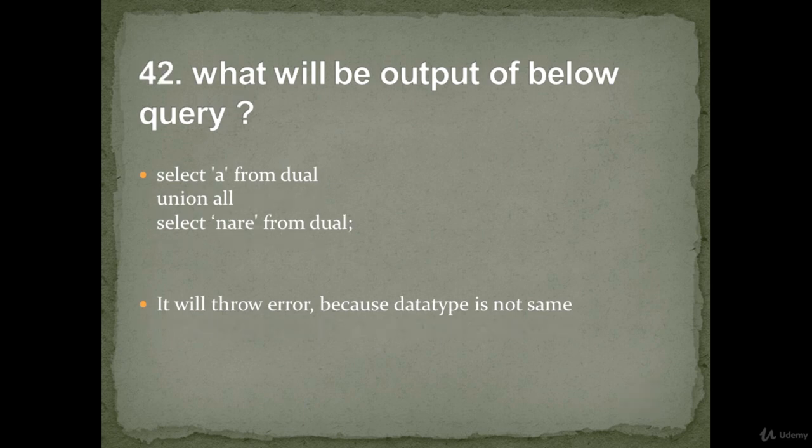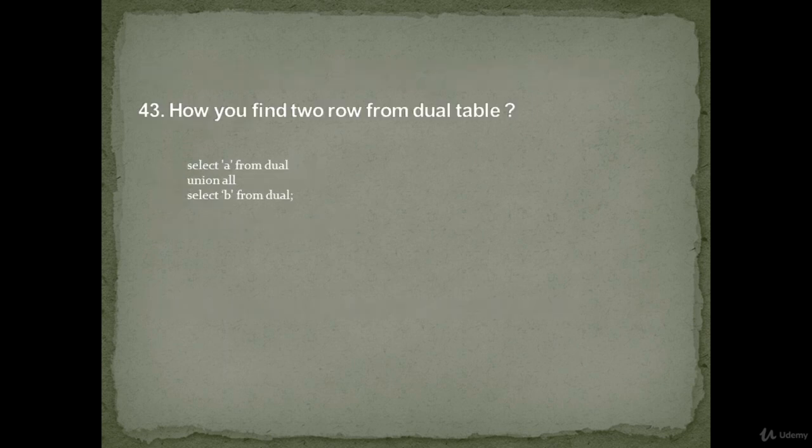Question number 42. What will be the output of the below query? Select A from dual, union all, select NARE from dual. This is simple because A is a character and NARE is also a character string. So it will give you output in the first row A and in the second row NARE. Clear? Question number 43.